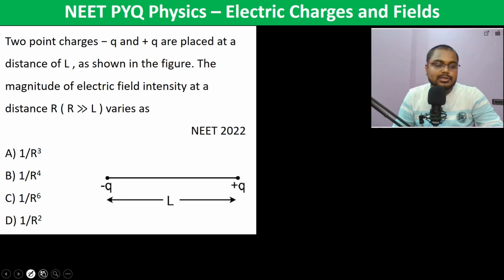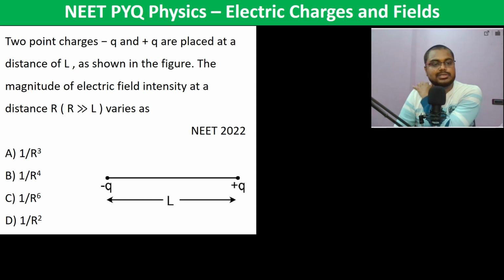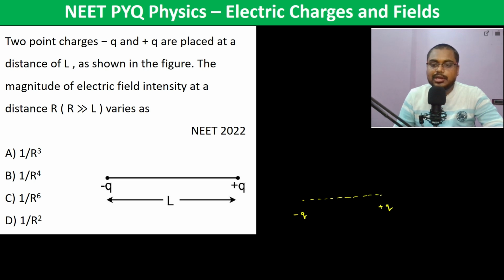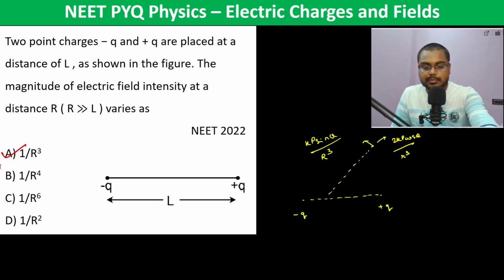Two point charges minus q and plus q are placed a distance L apart. The magnitude of the electric field intensity at a distance r greater than L varies as 1 by r cube. Let us see again. This is minus q, this is plus q. The electric field at a point is going to be 2kp cos theta by r cube in this direction, and kp sin theta by r cube in this direction. So it depends upon 1 by r cube. Better we remember it.